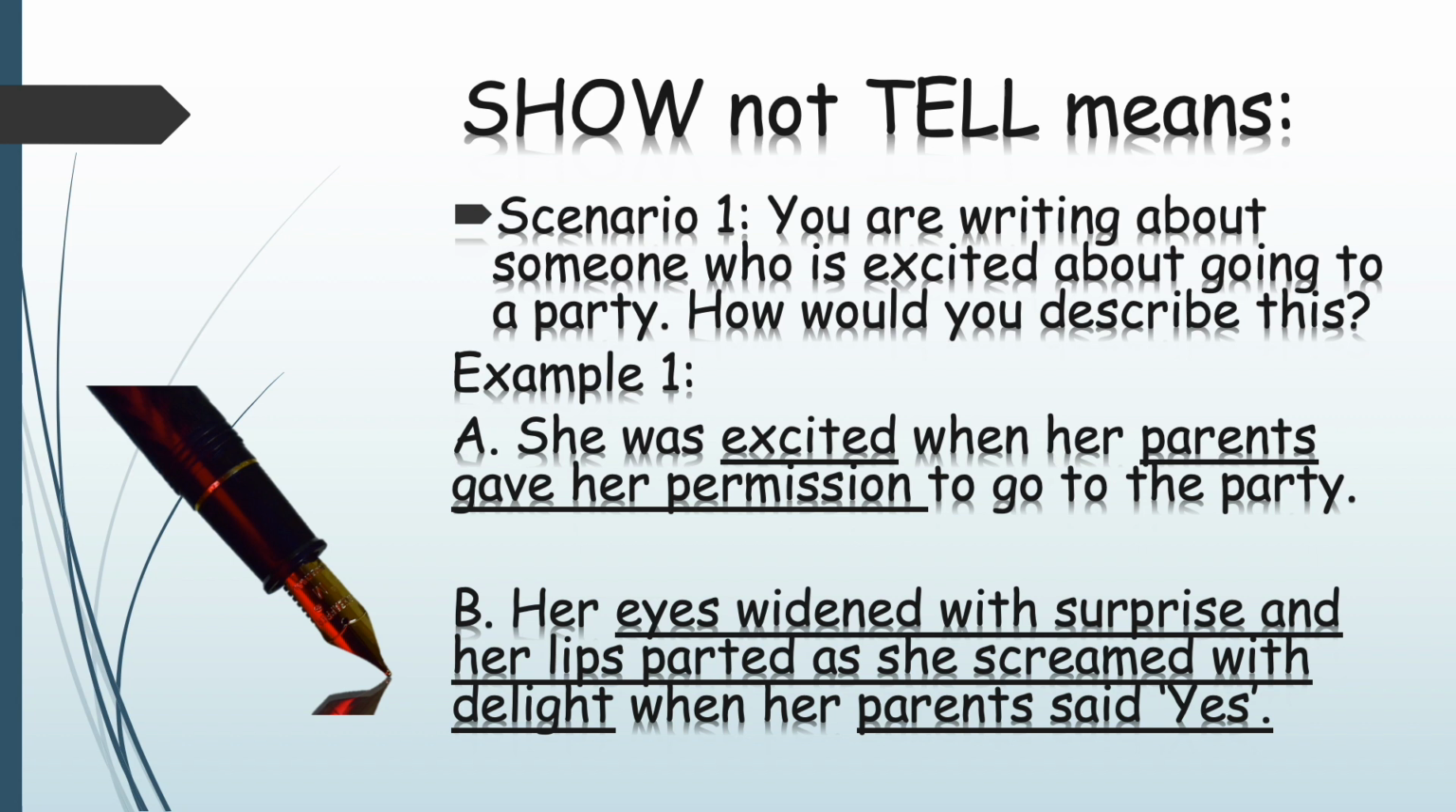Scenario 1. You are writing about someone who is excited about going to a party. How would you describe this? Example A: She was excited when her parents gave her permission to go to the party. B: Her eyes widened with surprise and her lips parted as she screamed with delight when her parents said yes.